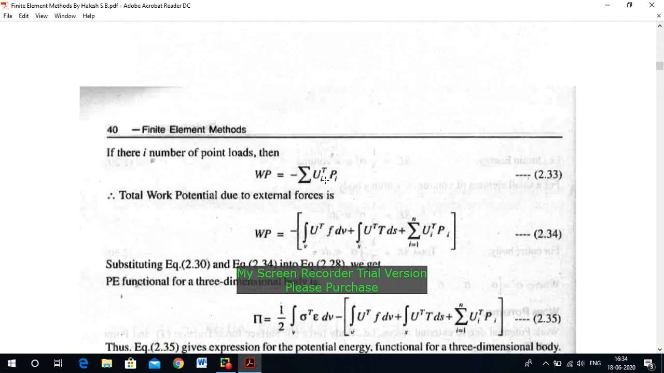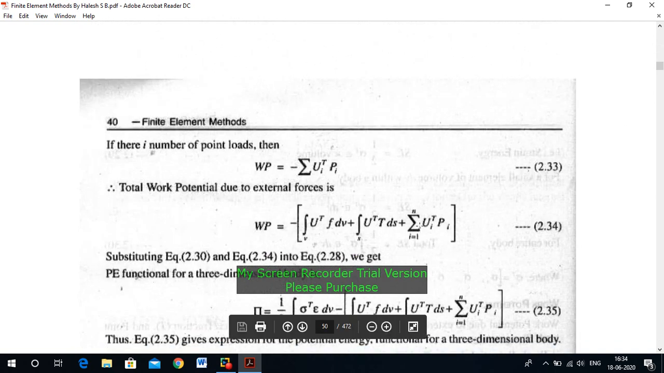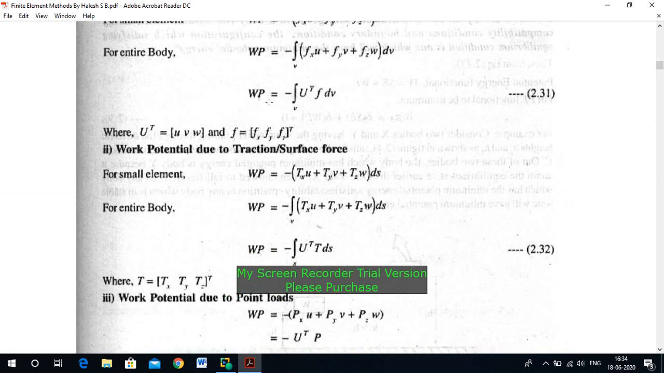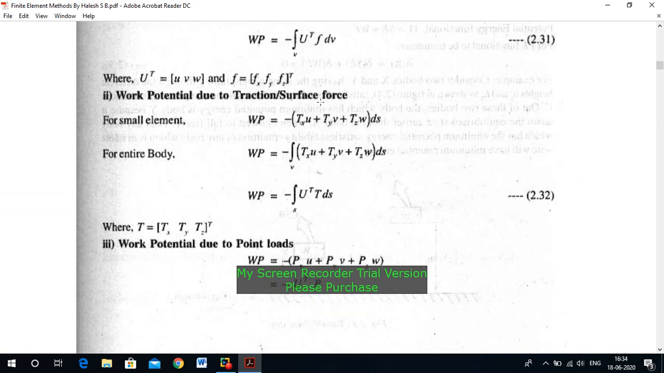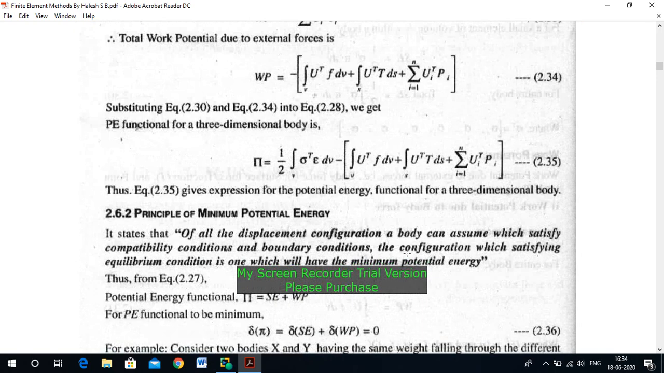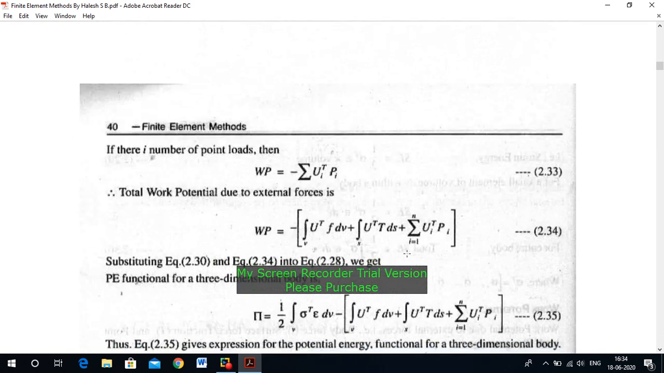Here it is the same equation, plus the work potential due to traction force, which I already arrived at: minus integration over S of U transpose T into dS. And the next, third type of load is point load. The work potential due to point load, already arrived at, is minus U transpose P, where the total number of point loads is i.